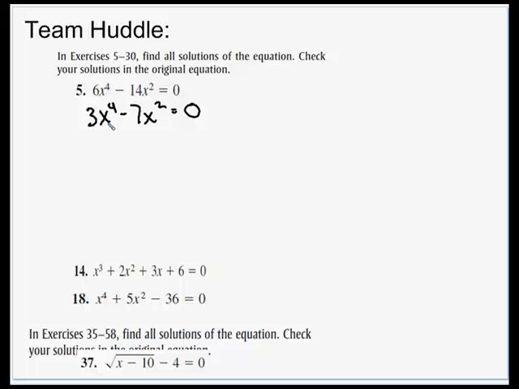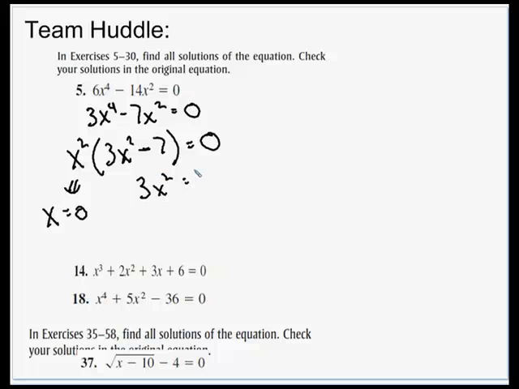And now the numbers we can't factor anything out of, but we could factor out an x squared. X squared times 3x squared minus 7, and that's equal to 0. And now we can set each factor to 0. Here, x squared equals 0 means x is going to equal 0. Here, we're going to have 3x squared minus 7 equals 0.